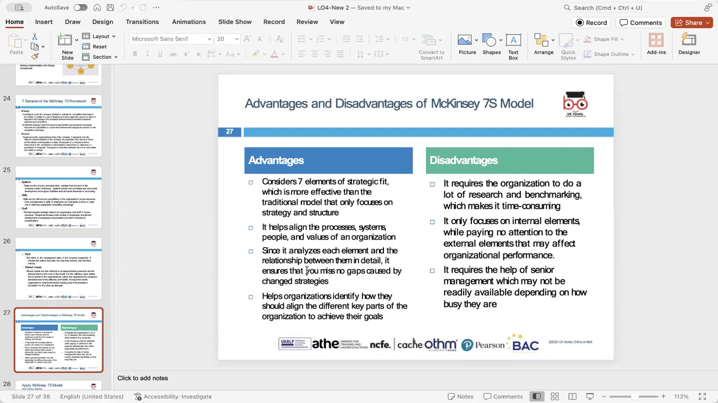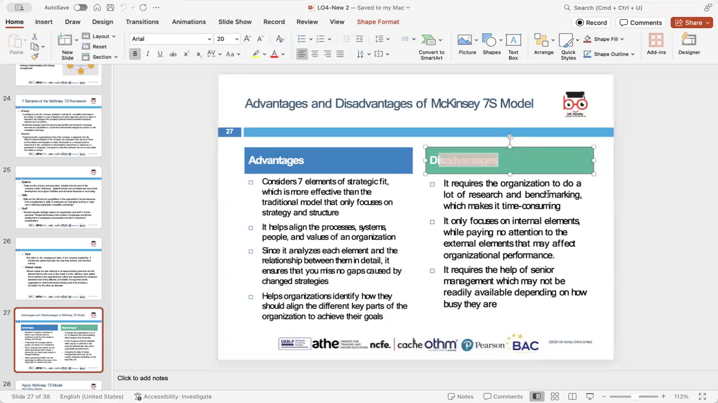The model helps ensure that no gaps are overlooked by analyzing each element and their interrelationships in detail. So this thorough examination is beneficial when adopting new strategies, as it highlights potential areas of misalignment. Also, the McKinsey 7S model assists organizations in identifying how various components should be aligned to achieve strategic goals.